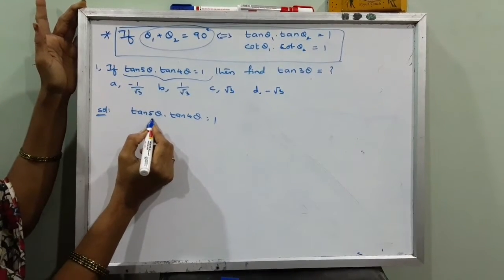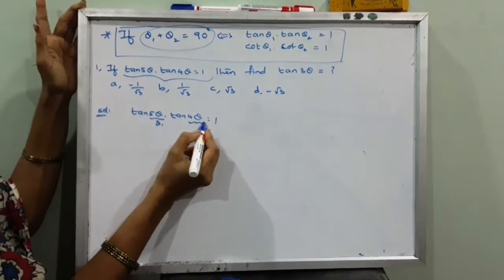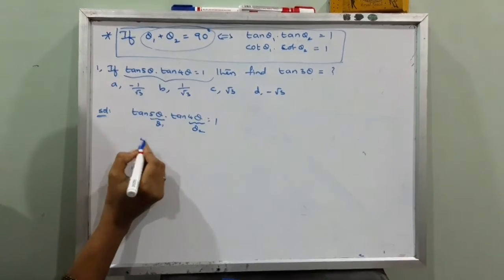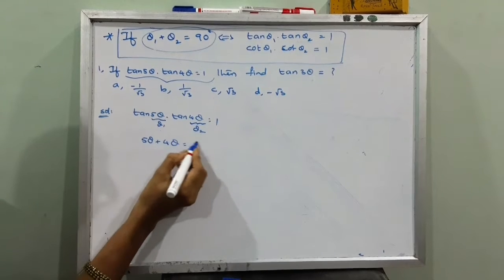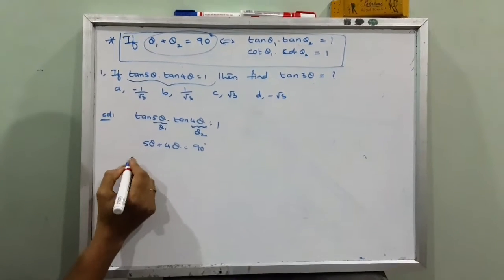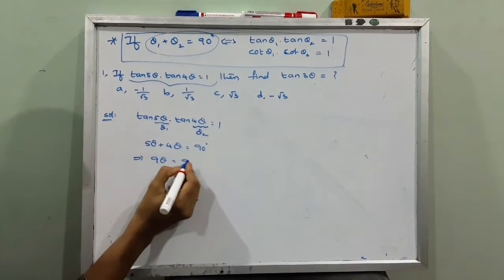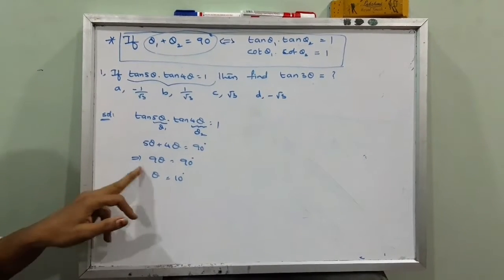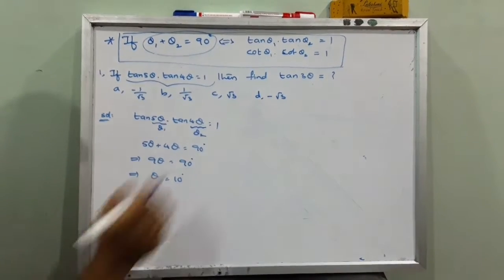Here theta 1 is 5 theta, theta 2 is 4 theta. So the sum of angles should be 90. That means 5 theta plus 4 theta is equal to 90 degrees. 5 theta plus 4 theta is 9 theta. 9 theta is equal to 90 degrees, which implies theta is equal to 10 degrees. 9 tens are 90, so theta is 10 degrees.